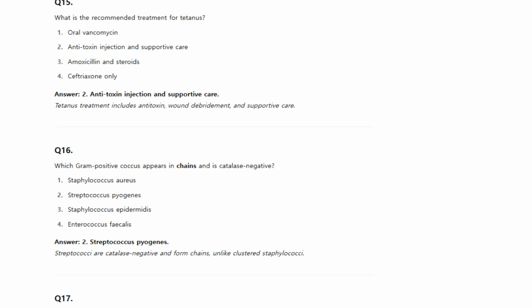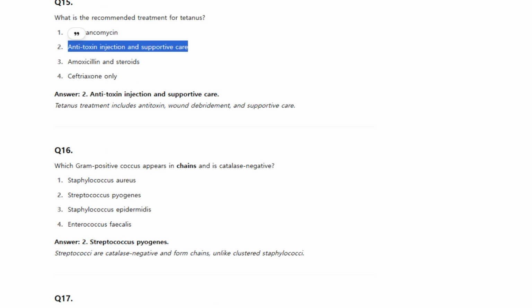Q15. What is the recommended treatment for tetanus? 1. Oral vancomycin, 2. Antitoxin injection and supportive care, 3. Amoxicillin and steroids, 4. Ceftriaxone only. Answer 2. Antitoxin injection and supportive care. Tetanus treatment includes antitoxin, wound debridement, and supportive care.